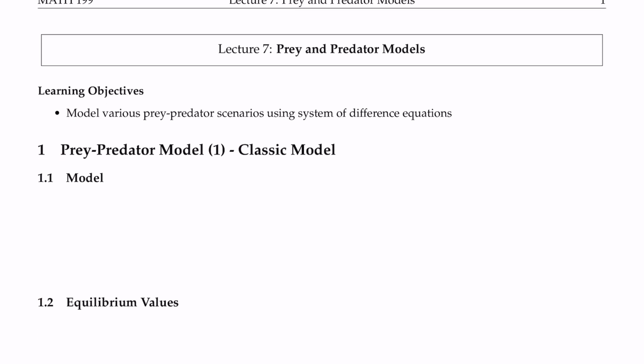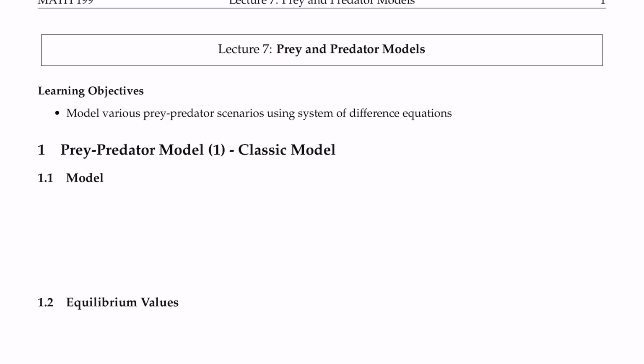So the learning objective of this lecture is to model various prey and predator scenarios using systems of difference equations. I'm going to break this lecture down into 3 sections. The first section is a quick review of the classic prey and predator model and the resulting equilibrium values. Then I'm going to move on to the second section, where I modify the classic prey and predator model to include the prey refuge terms.